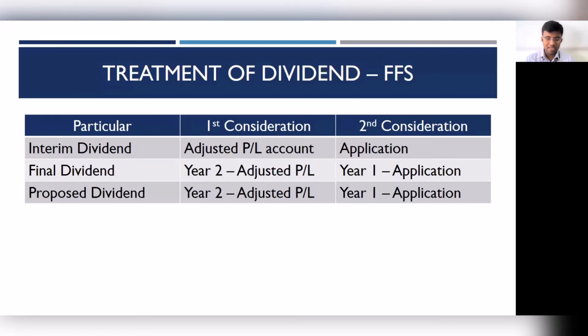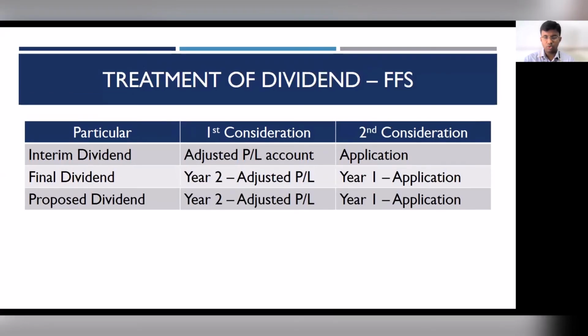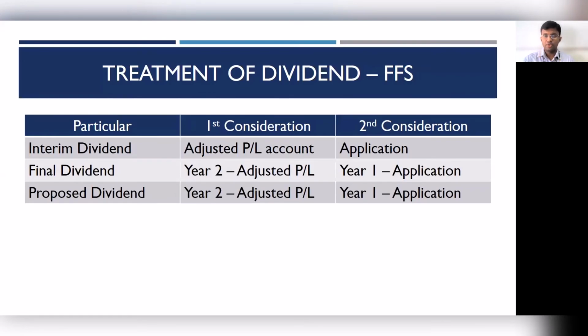Next, if you are given final dividend, how do you go about it? Year two is treated in your adjustment as an appropriation, and in your statement of sources and application it is treated as an application. For proposed dividend, the adjustment is still the same: year one is treated as an application, and year two is treated in your adjusted profit and loss account. This is how you treat the various types of dividends in your fund flow statement.